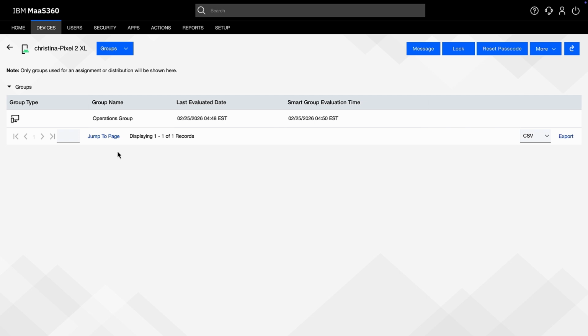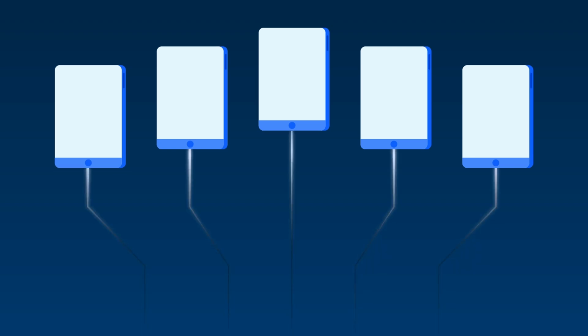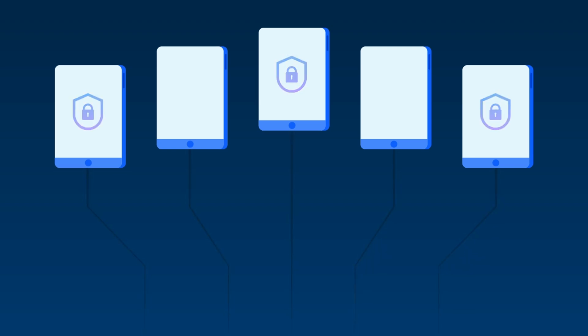Note that the Smart Group Evaluation Time column gives information on when the last smart evaluation happened. It helps admins track the device's movements and gives information on how much time is actually needed for the changes to take effect. MaaS360 Smart Groups is a dynamic solution for teams that depend on accurate and responsive device configuration. It lightens the admin workload and takes care of security, configuration, and support across all your devices.